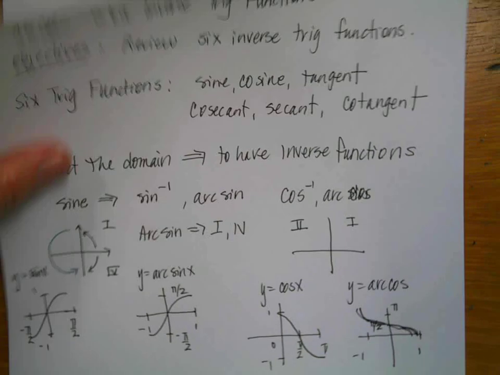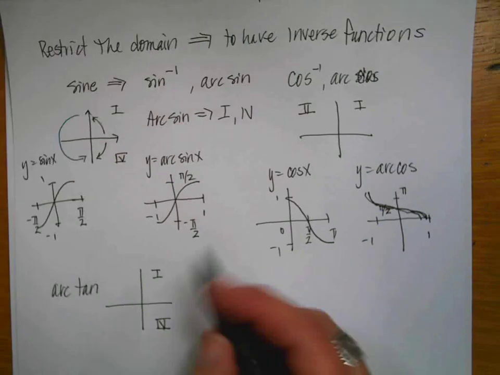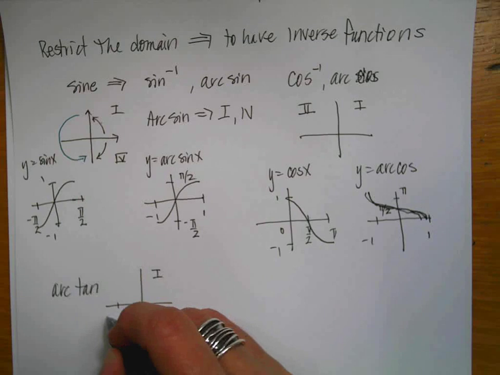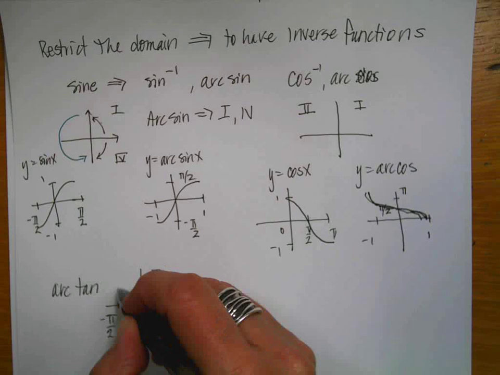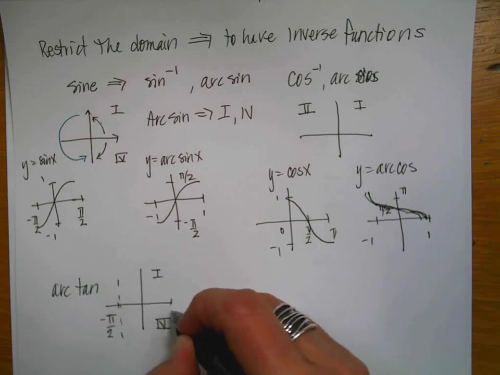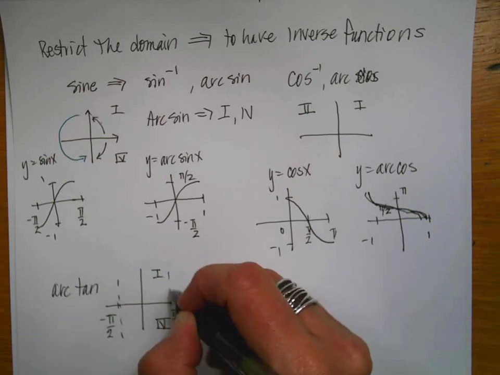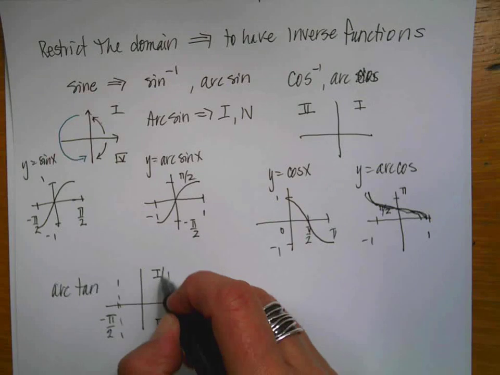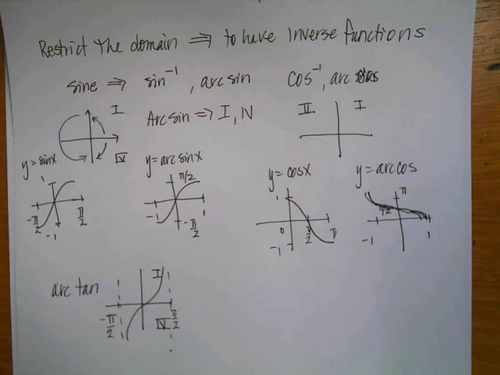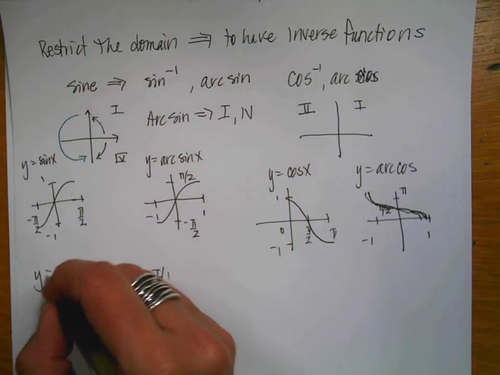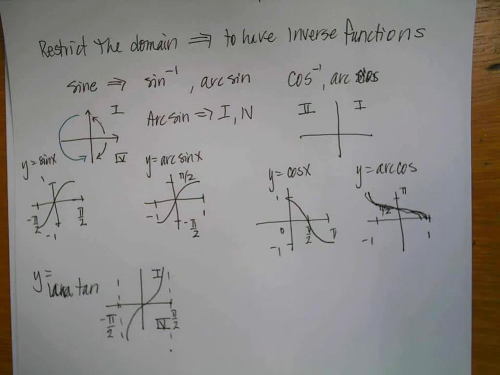Tangent is limited to the first and fourth quadrants, just like sine. So if this is a negative pi over 2, remember that tangent has vertical asymptotes at the odd multiples of pi over 2. And so my graph for tangent would look like this. That's y is equal to the tangent of x.